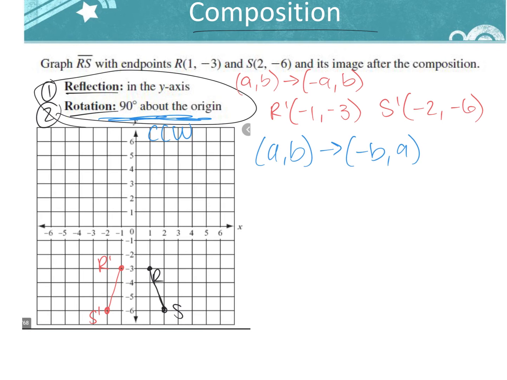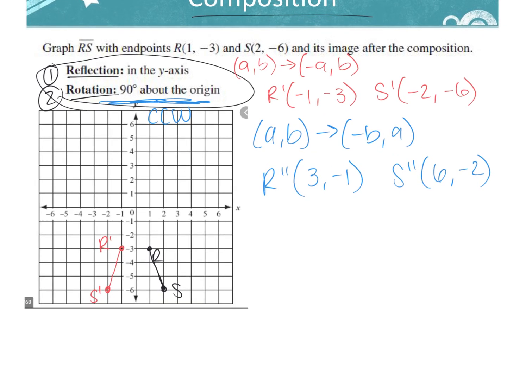Okay. So change my coordinates. What's R double prime, peeps? 3, negative 1. What's S double prime? 6, comma, negative 2. Go ahead, Hayden. Yes, you always use your image and then rotate it from the image, okay? You don't use the original coordinates. Good question, okay? All right, 3, negative 1 is right here, and 6, negative 2 is right here. R double prime, S double prime.